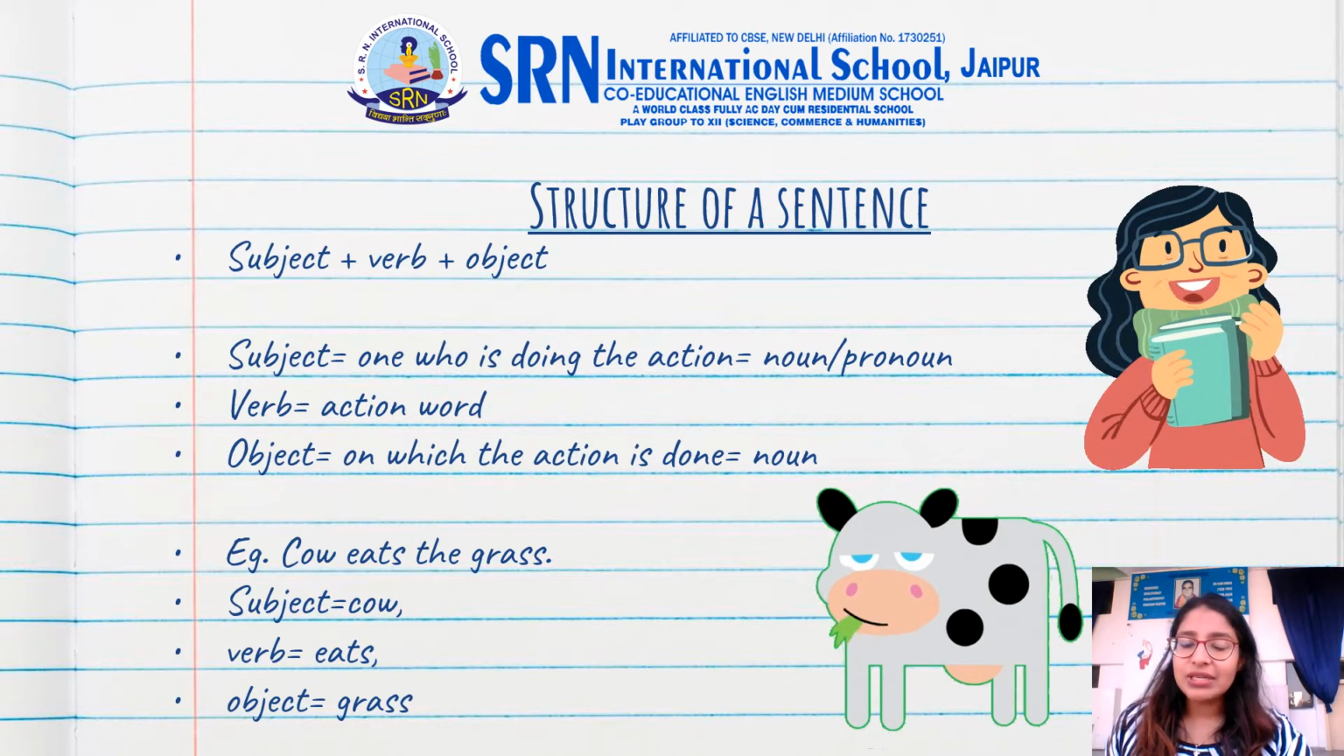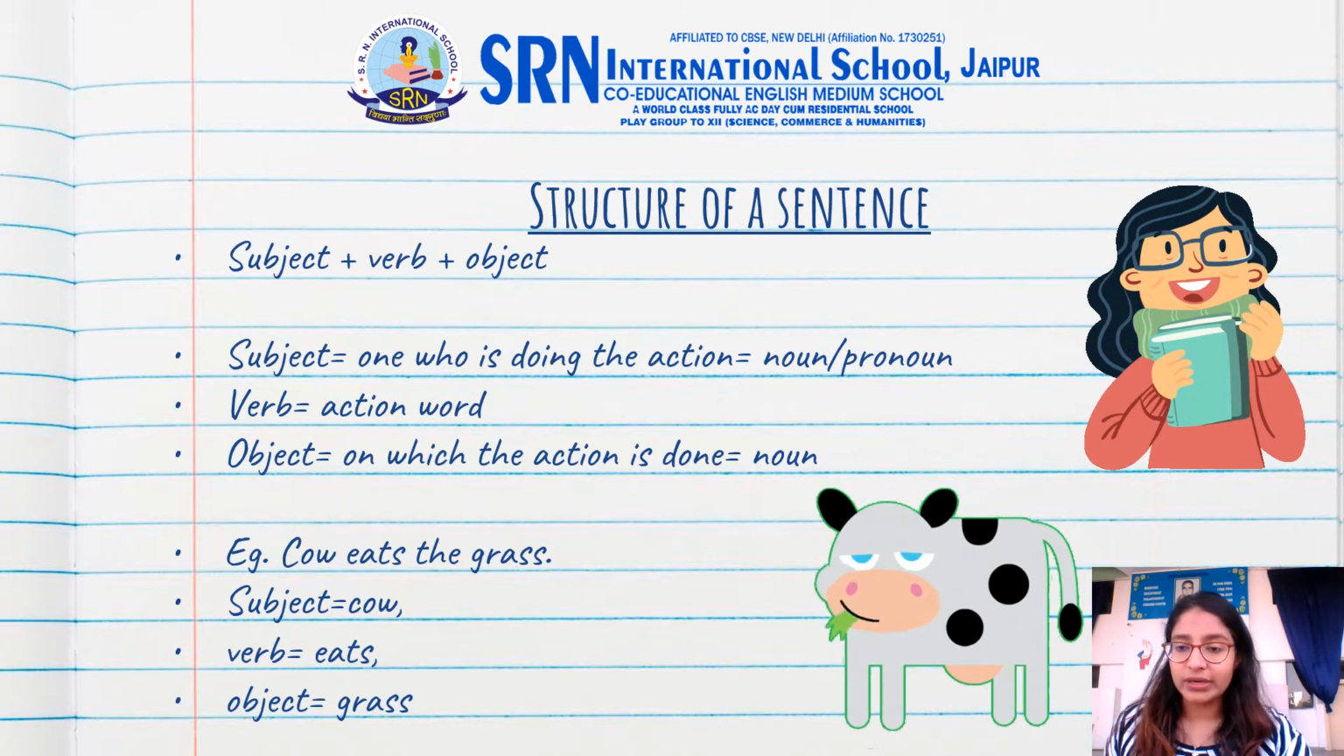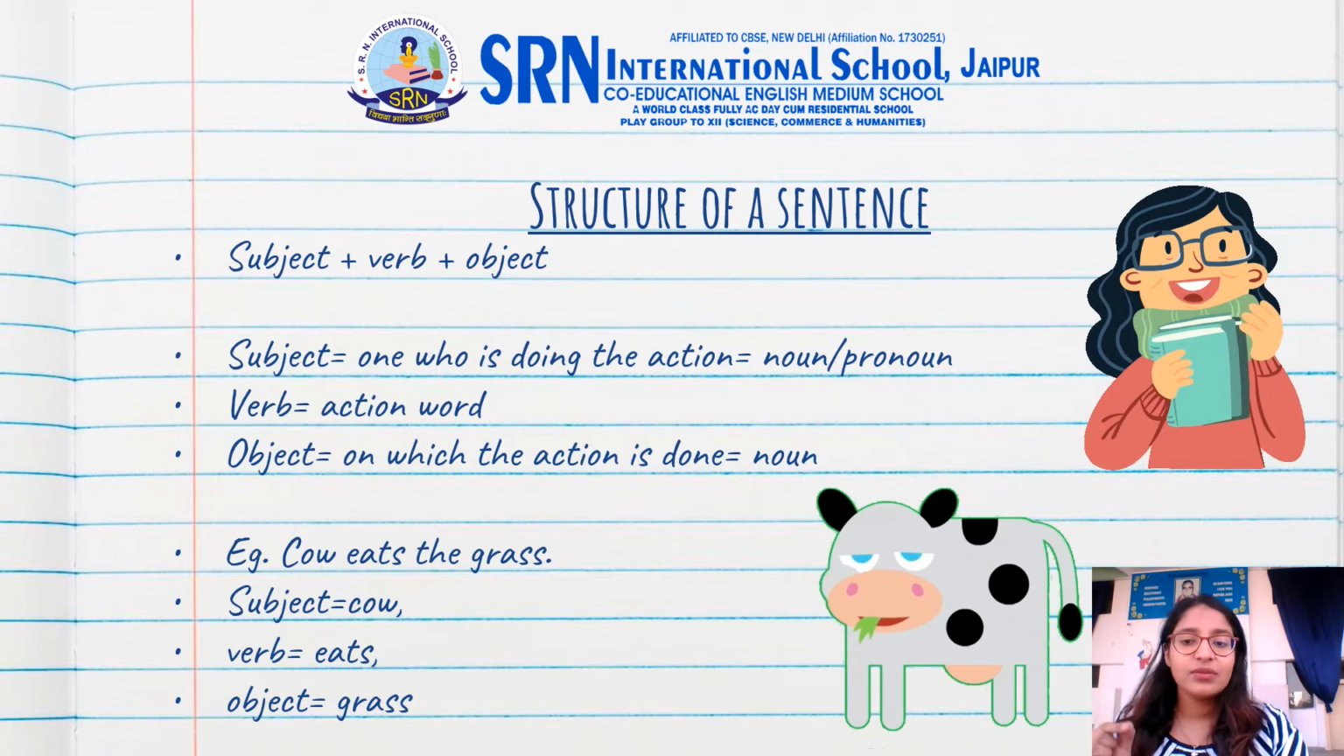Now, subject is the one who is doing the action. It can be a noun or a pronoun. The second part, that is the verb. Verb is the action word. In your particular sentence, what is the action happening is the verb. The third part is the object on which the action is done, which can be a noun.